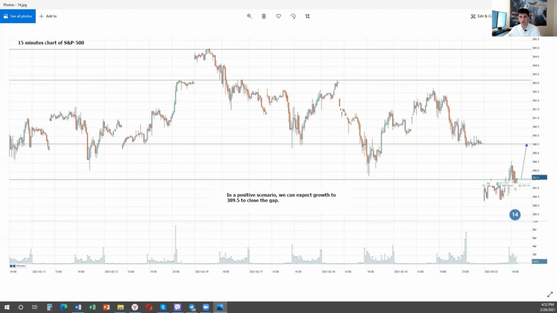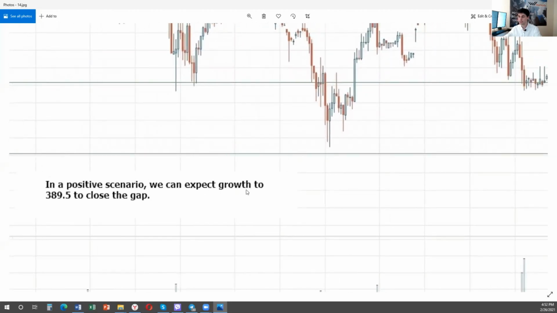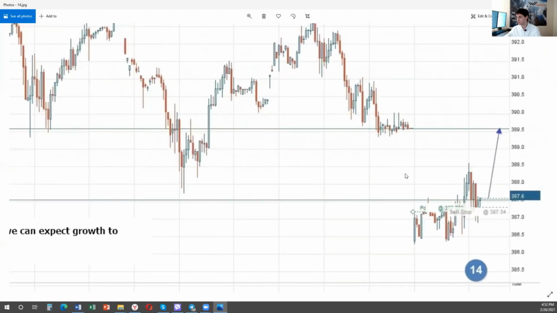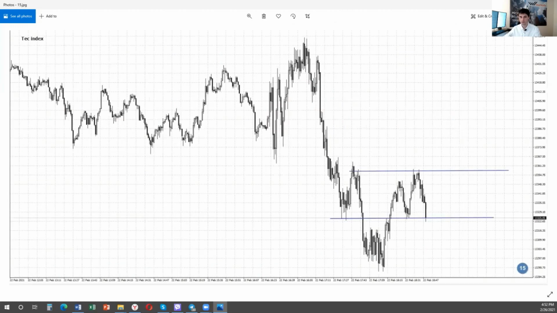Picture 15. In a positive scenario, we can expect growth to 389.5 to close the gap, you see. At this moment, following a new wave of pressure on the technological index, I decided not to risk the accumulated profit on the S&P 500, especially since the main goal, the mathematical one, was achieved.